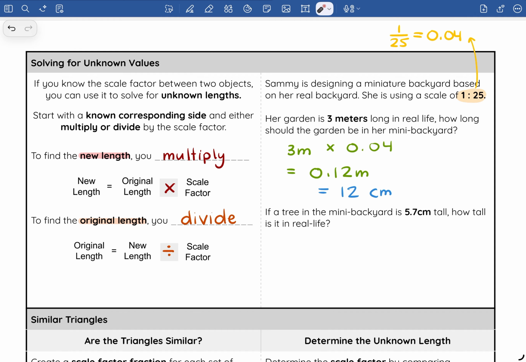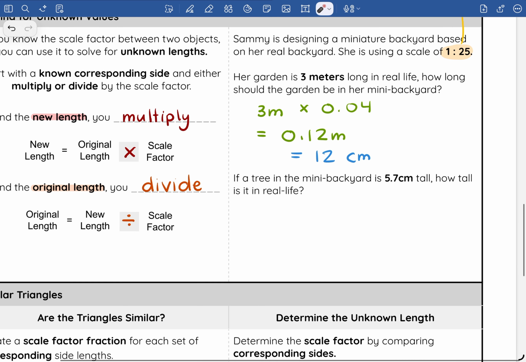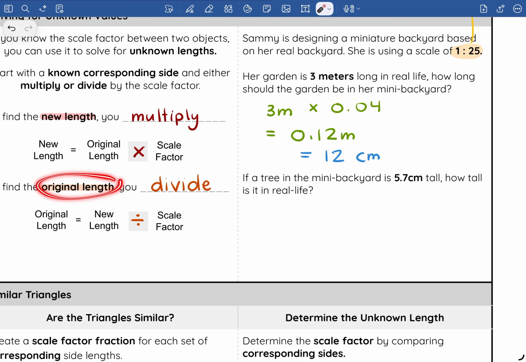Okay. Alternatively, if we knew the size of something in her mini backyard, we could use it to figure out the size of it in real life, assuming that she had this perfect scale, which is tricky. But this time, if we're trying to find the original length, so it says a tree in the mini backyard is 5.7 centimeters, how tall would it be in real life? We need to divide by the scale factor.